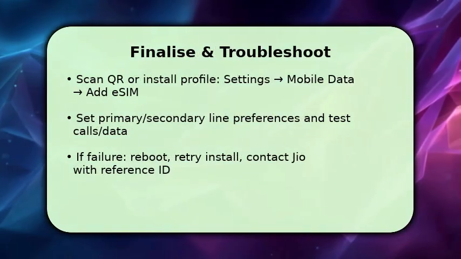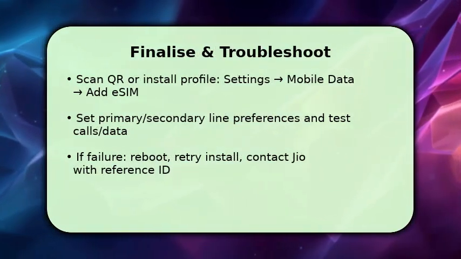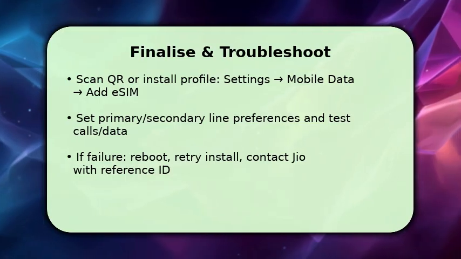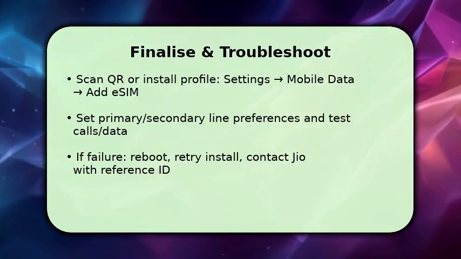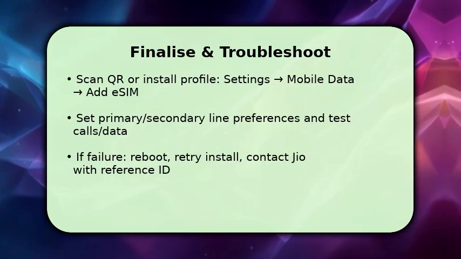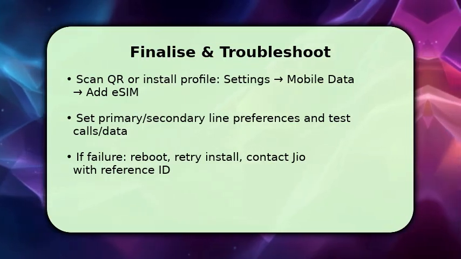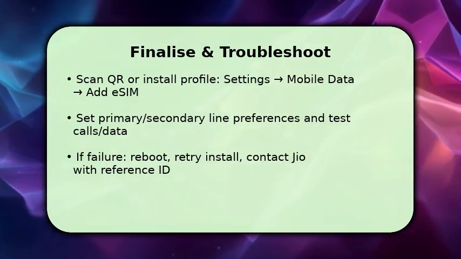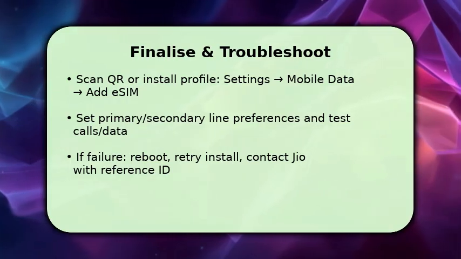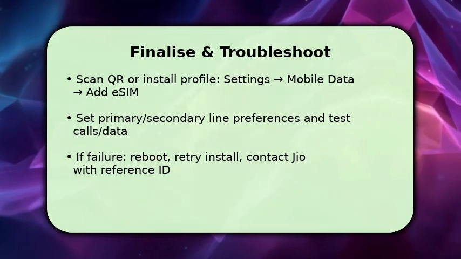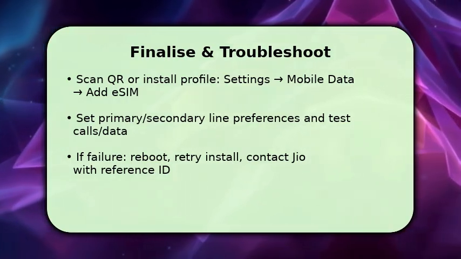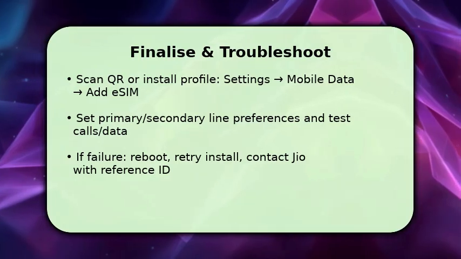Finish by installing the eSIM profile on your phone. Go to Settings, choose Mobile Data or Cellular, select Add eSIM and scan the Geo QR or use the provided activation link. Once installed, assign the eSIM as your primary or secondary line depending on needs and test a call, SMS, and data session to confirm 5G eligibility.